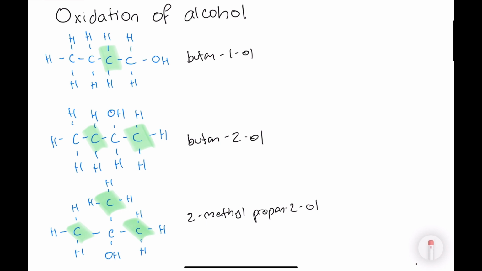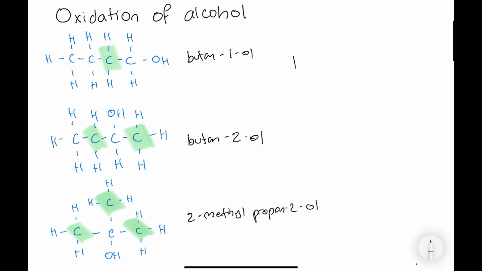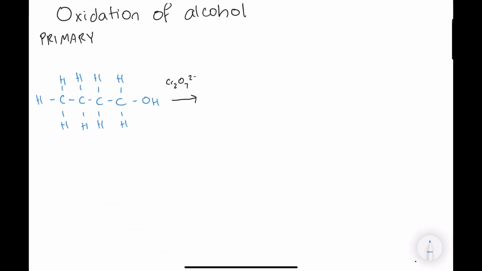Since there's 1 carbon, it is a primary alcohol. And when there are 2, it's a secondary alcohol. And 3 is a tertiary alcohol. And this is important as it affects the extent the alcohol can be oxidized to. Okay, so I'll start with primary first.